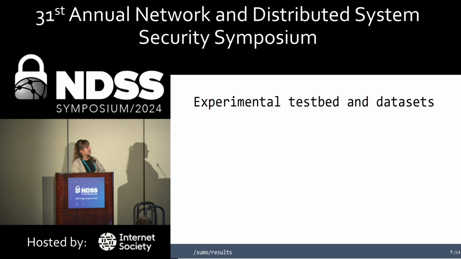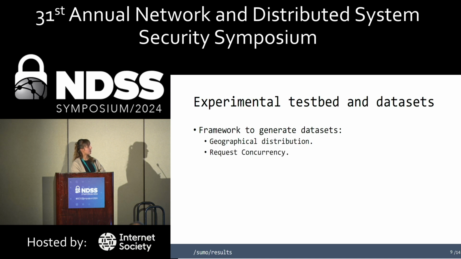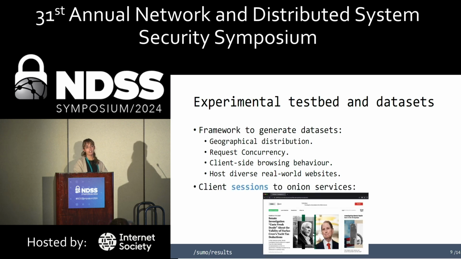So to test this accurately, we developed a framework to generate data sets, and this tries to mimic a small-scale Tor onion service ecosystem on top of the actual Tor network. For this, we simulated several aspects, such as realistic geographical distribution of all the nodes, request concurrency from multiple clients to a single server, realistic client-side browsing behavior, and also hosting diverse real-world websites from actual onion services that we observed. And we consider each unit to be correlated as a client session to an onion service.